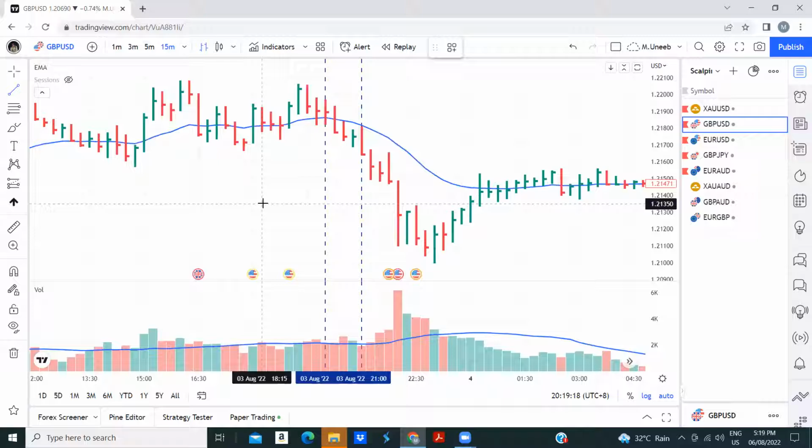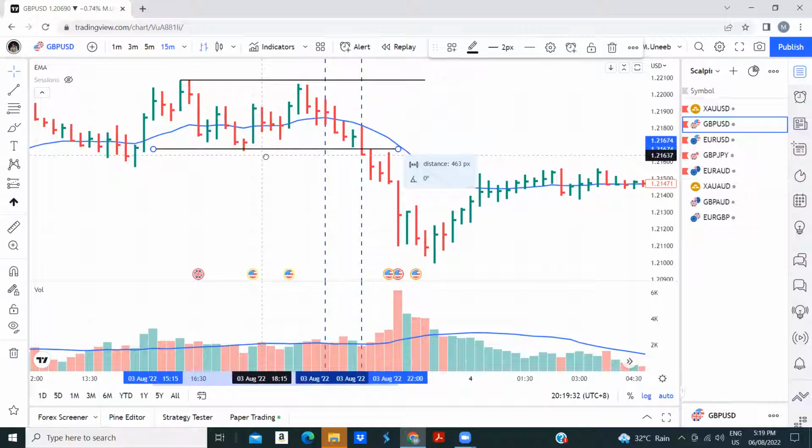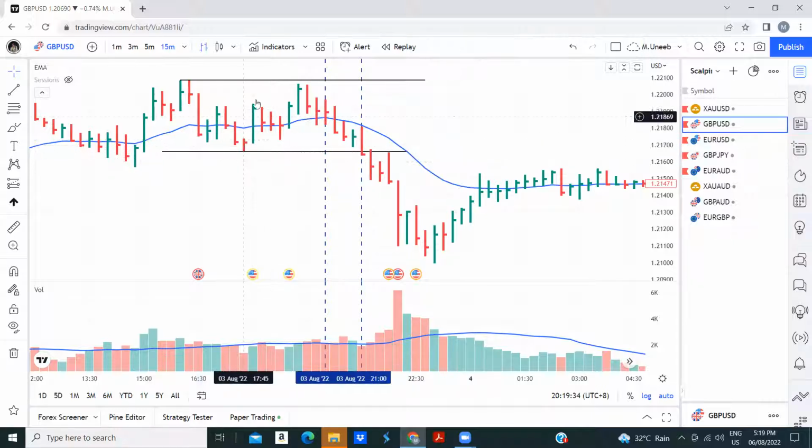So now tell me, what structure do you want to take? What can you draw? What I see here is, first of all, a fixed range just before an open. This is a fixed range which I can make for the immediate bias. So I think, since the price makes waves here, I can draw a channel.